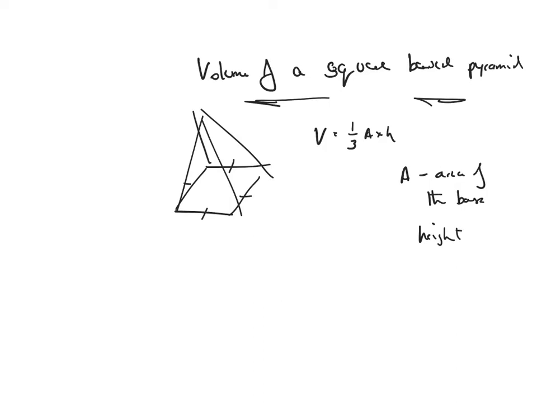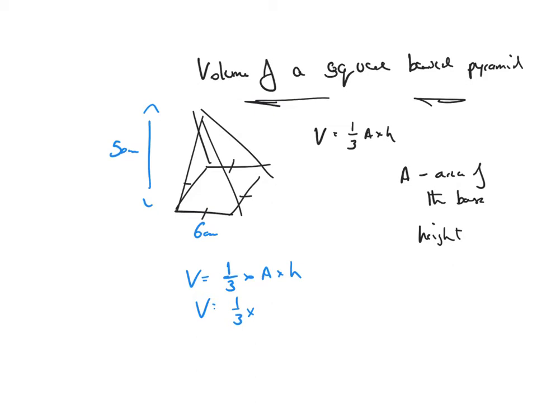Okay, so let's start with this one, and let's say that was 6 centimetres for that length of the base there, and the height is 50 centimetres. So to find the volume, it's 1/3 multiplied by the area of the base multiplied by the height. So that's 1/3 multiplied by the area of the base.